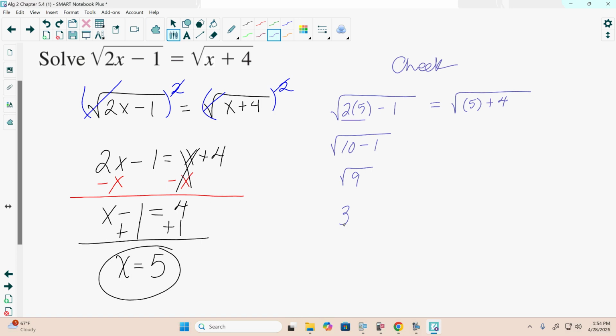Do the same thing to the right-hand side. We'd have 5 plus 4 is 9. Square root of 9 is 3. Both sides do have the same value, so it works.